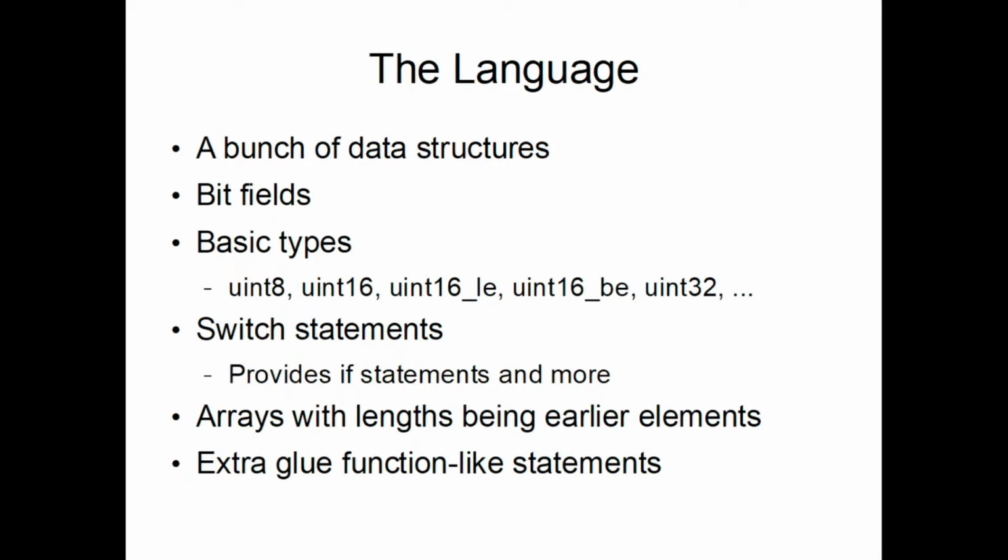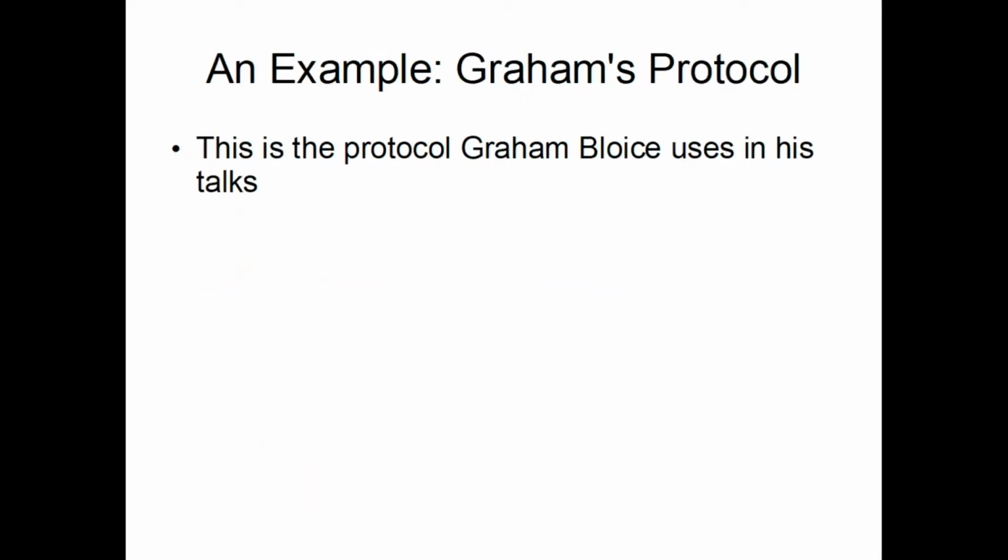I have arrays, because arrays turn up very frequently in protocols, and the controlling length can be either a literal, like the number 6, or it can be a field that has occurred earlier in the dissection. And there are a couple of other tricks there as well for allowing you to manage these arrays. And there's a bunch of extra glue in there. So let's see.